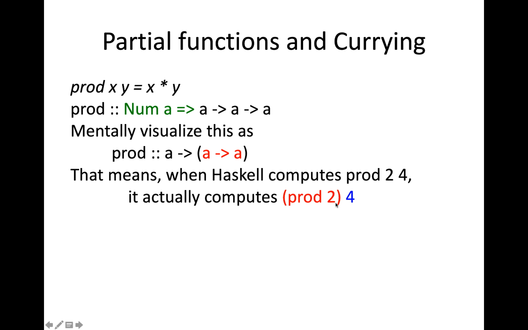first it consumes the first parameter 2, and that returns another function which is written here. So prod 2, prod after consuming the first parameter, is basically another function which takes Num as the parameter and returns the same type as the output. So prod 2 is such a function, and then it will consume the second parameter 4.